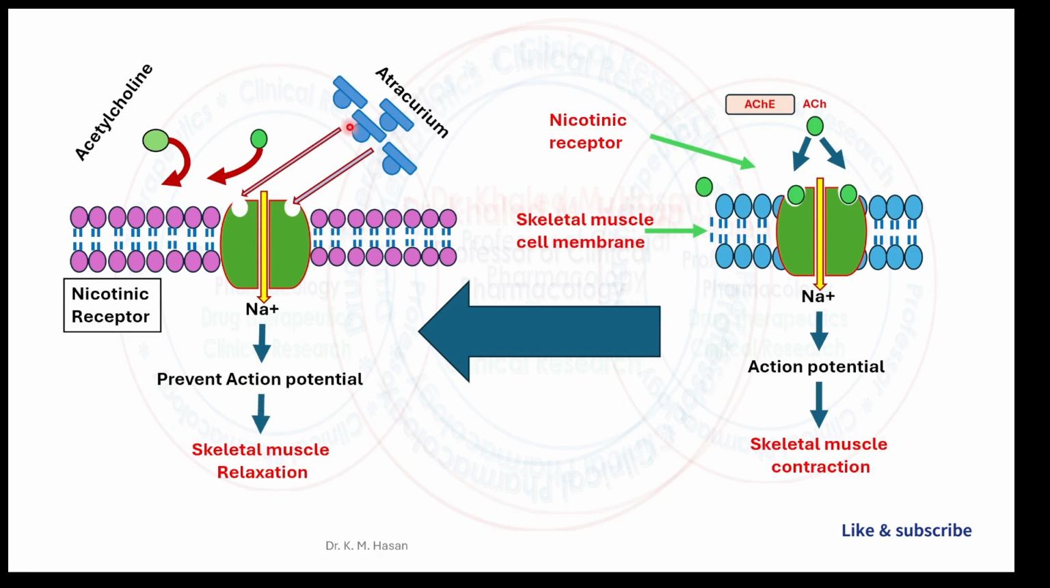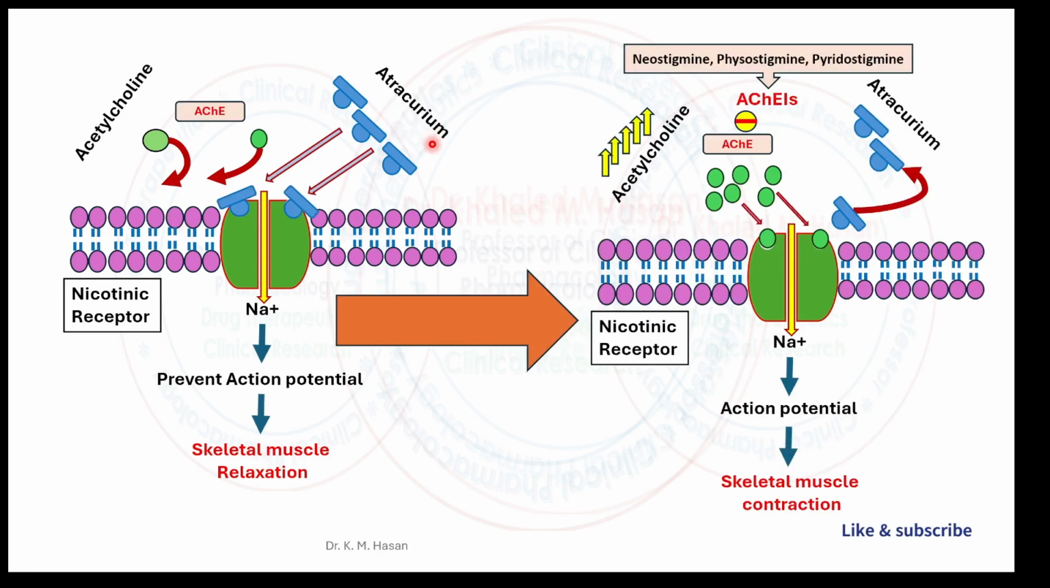So we prepare the patient for surgery by inducing skeletal muscle relaxation. That happens by giving atracurium, which blocks the nicotinic receptor. Blocking the nicotinic receptor leads to skeletal muscle relaxation. Now we have skeletal muscle relaxation and we finish the surgery. We need the patient to recover from the skeletal muscle relaxation. We don't want the paralysis to remain forever. We need the patient to recover and go back home walking.